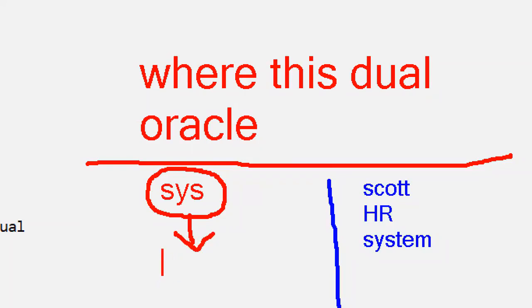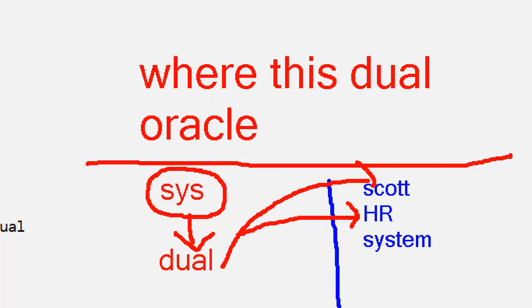Very, very, very important. Whenever a table is in the sys user, we cannot perform insertion, updation, deletion, but we can use the select operation. Once the dual table is available in the sys user, we can also use it in the Scott user, the HR user, and the system user. Any user is allowed to use it, because there is a public synonym. That's for the future. So how can I access this table? Big concept.